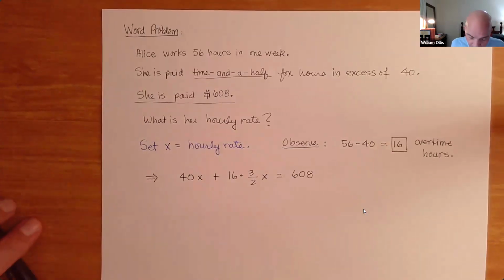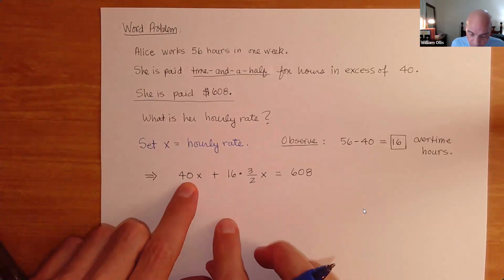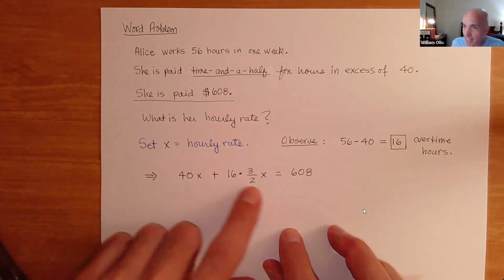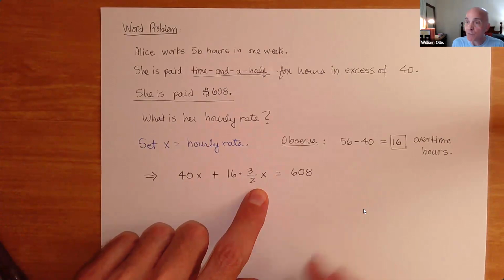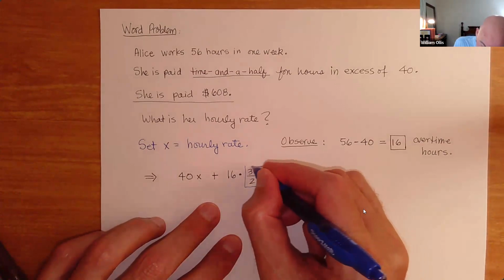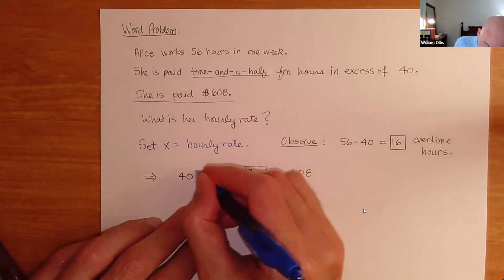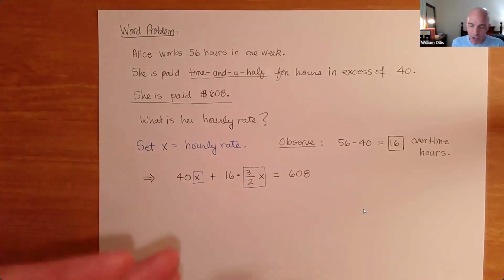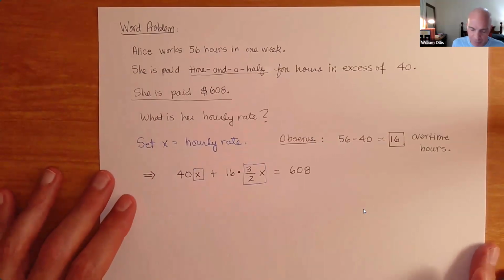Again, we have the number of hours times the rate. For those 40 hours, she gets her hourly rate, but for these 16 hours, she gets time and a half, so she gets 50% more of the hourly rate. Think of this as the rate for overtime and the regular rate, so to speak. Sometimes a problem will be stated, what is the regular rate? I paraphrased a little bit here, but it means the same thing.